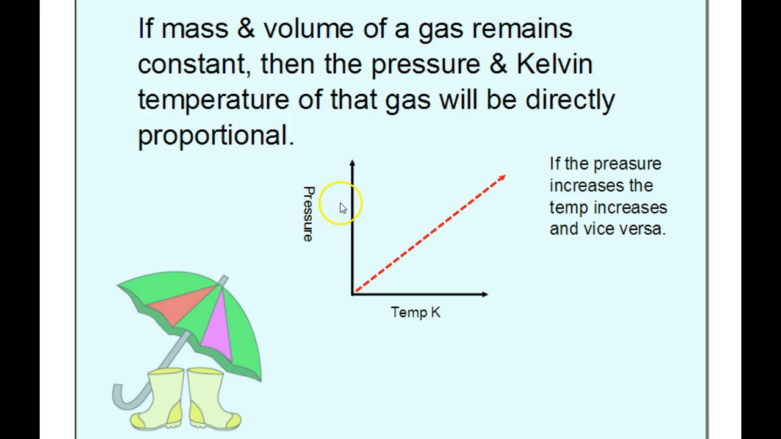So let's look at this graph. If we have pressure on this side and temperature on this side, we can see the direct relationship: as the temperature increases, so does the pressure. And it would happen in reverse. If we released the pressure, the temperature would go down, or if we changed the temperature, the pressure would go down. So this is the concept and the visual that you need to keep in mind.